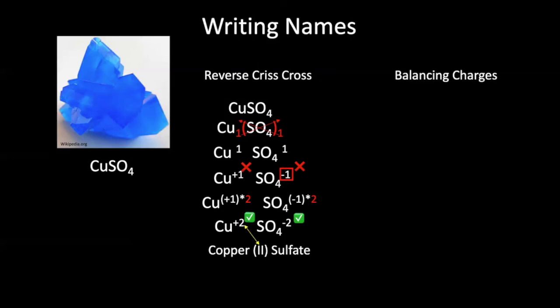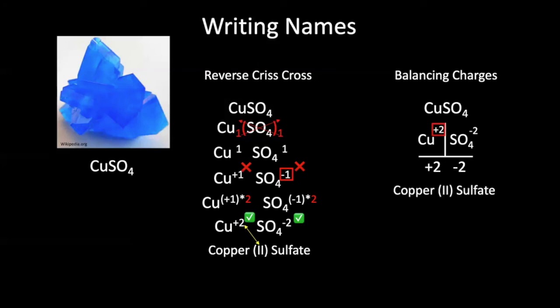Let's take a look at the balancing charges method. So here's CuSO4 again, and we make our upside down T. Now we only have one sulfate, and we only have one copper. If we look on our ion list, we can figure out that its charge is negative 2. So the total anion charge is negative 2, which means the total cation charge has to be plus 2. Since there's only one copper ion, we know that that copper has a plus 2 charge, which means we get the same name of copper, Roman numeral 2 sulfate.